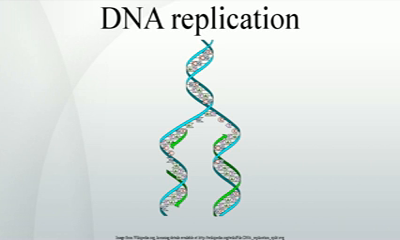DNA replication. DNA replication is the process of producing two identical replicas from one original DNA molecule. This biological process occurs in all living organisms and is the basis for biological inheritance.